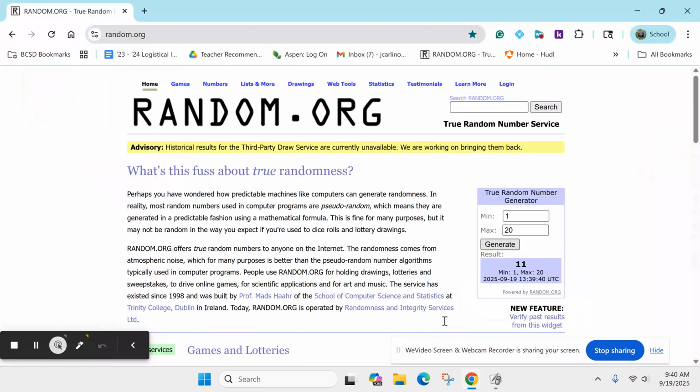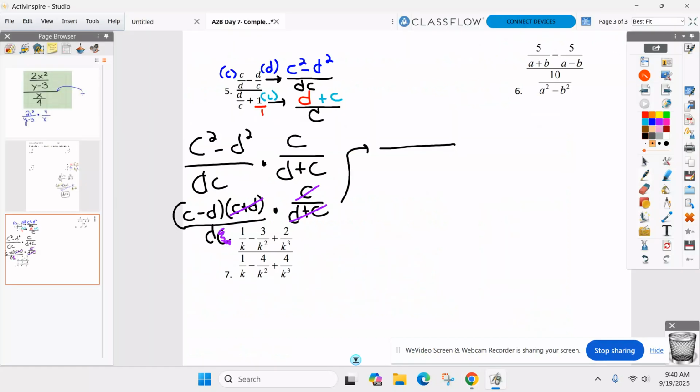And now, where am I going there? Tyler, oh boy. Sierra, back to you here. What's left on top? C minus D. Bottom?